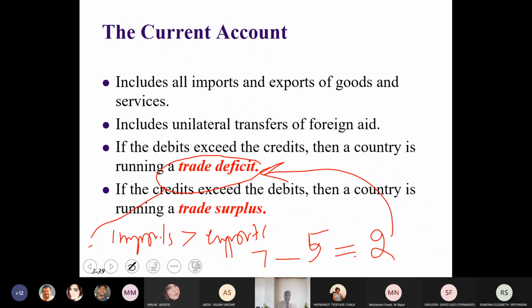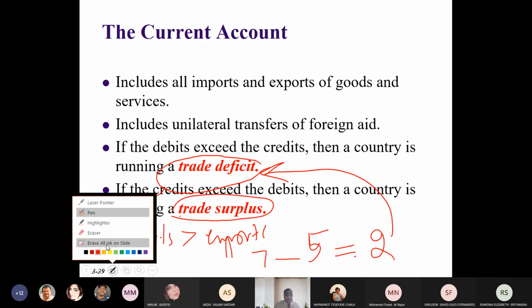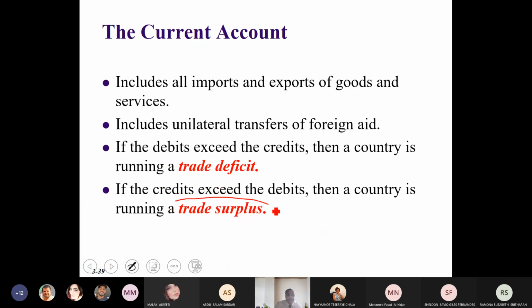So the current account sometimes shows the surplus, sometimes shows the deficit, and that is the primary objective of the government, to create a surplus in the current account, which means the export of the country should be more than the import, because this will have a very positive impact. How? Can anyone tell me, if there is a trade surplus, how this creates a very strong positive impact on the entire economy?